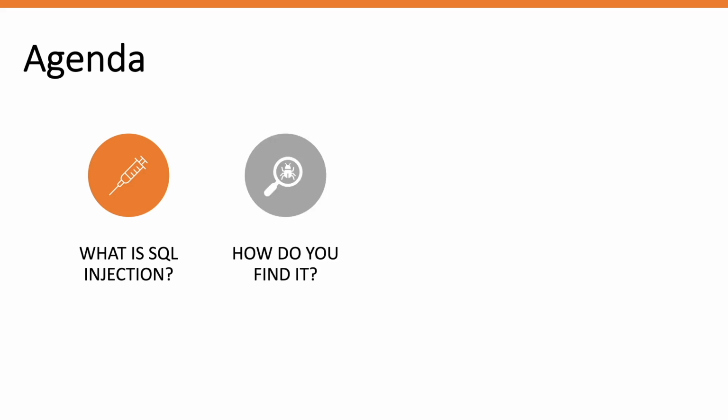Next, we'll cover how to find SQL injection vulnerabilities from both a black box and a white box perspective. So if you're given an application and possibly even the source code of the application, how would you approach testing the application in order to determine if it's vulnerable to SQL injection? In the third section, we'll cover how to exploit SQL injection vulnerabilities.